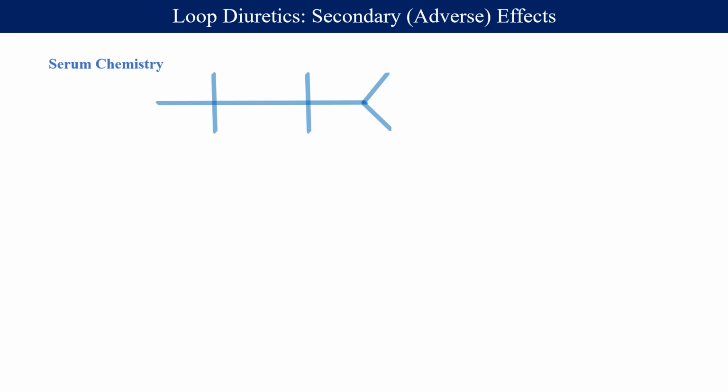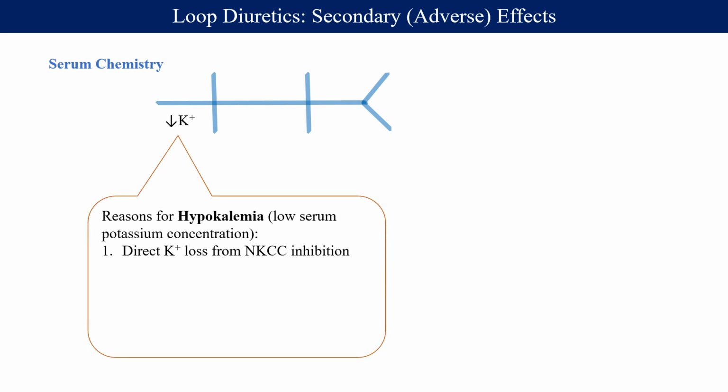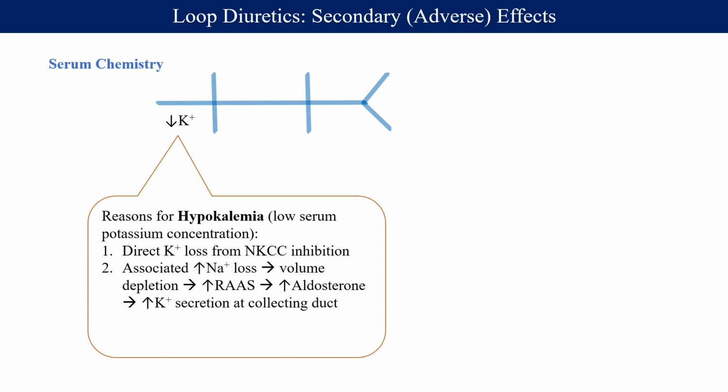What are the secondary effects of loop diuretics? Hypokalemia is common. Reasons: number one, there is direct potassium loss from NKCC inhibition. Number two, the associated sodium loss leads to volume depletion, which activates the renin-angiotensin-aldosterone system, or RAS.